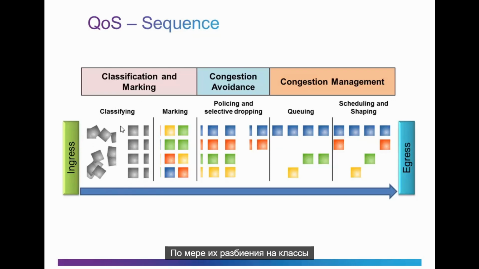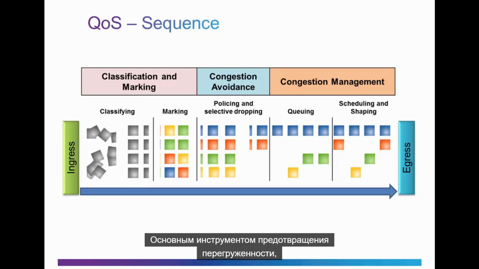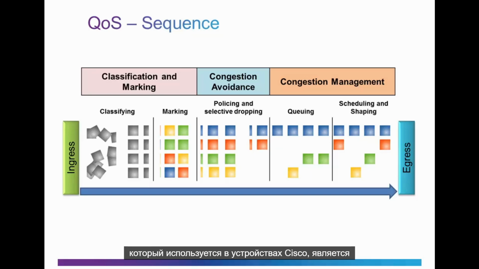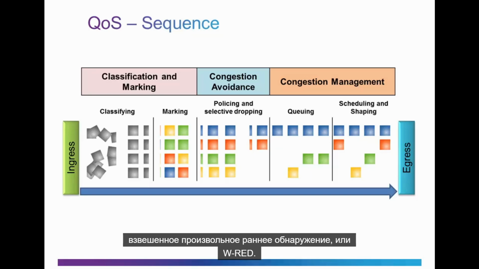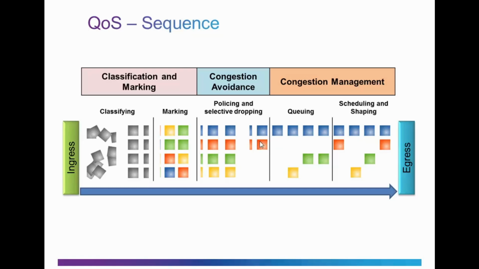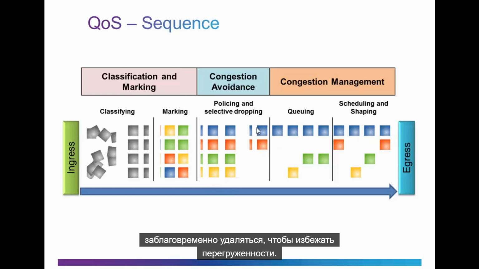As they're classified into different classes, they're marked in the IP header, indicated here with the colorization of the different packets. Congestion avoidance is where traffic is policed and selectively dropped. This is where network resources are allotted into different priorities. Packets are put into different queues based on different weights or sizes. The main congestion avoidance tool that's used in Cisco devices is weighted random early detection, or WRED. If queue buffers fill up, packets may be dropped proactively so as to avoid congestion.